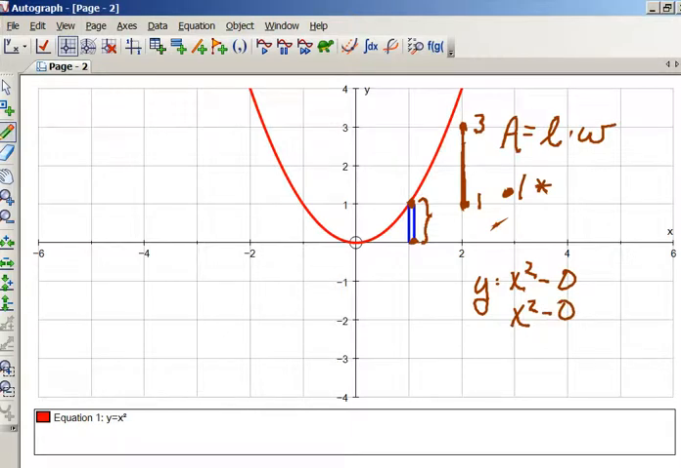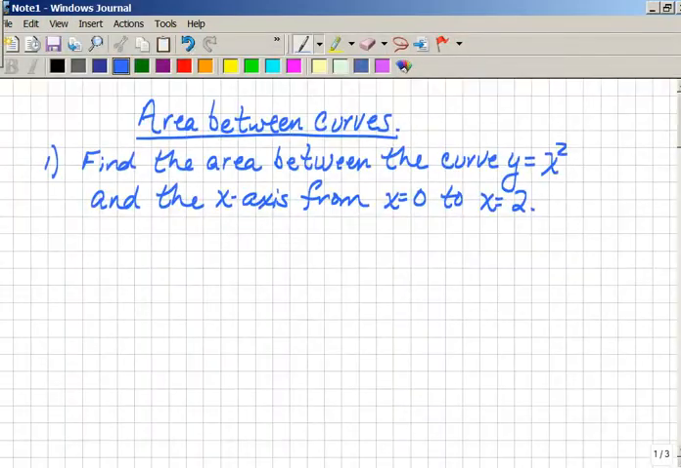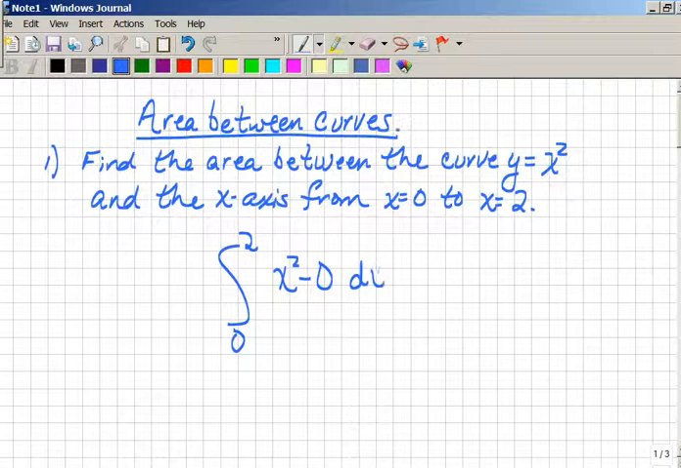So what we're going to do is add up all those little rectangles between 0 and 2 whose height is x squared minus 0. In order to do that, we're going to use a little calculus. So let's go back and take a look at the calculus behind this. We add up, that's the integral symbol, from 0 to 2, all the rectangles that have a height of x squared minus 0, and the base of each rectangle is dx, which means the change in x, which is approaching 0.